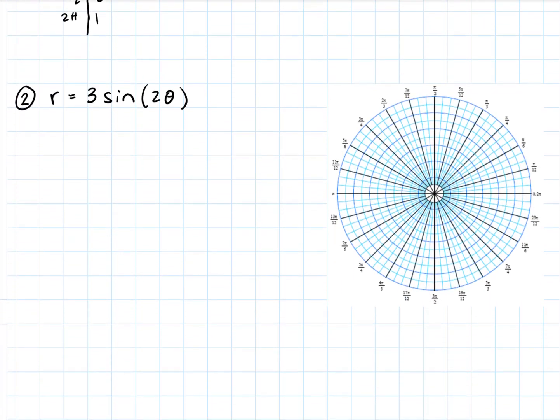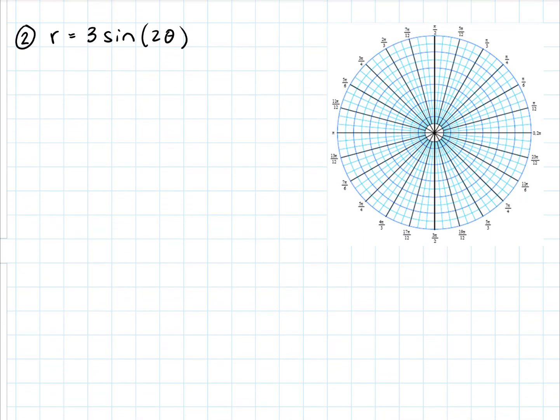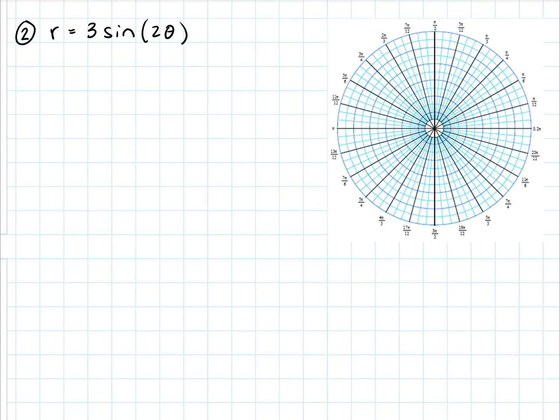But before we do that, let's look at one other curve that will give us another family of curves. So let's look at this one. What happens if we change the period? What if we have a trig function but the period changes? Notice here we've got that 2 theta, so the period here is going to cycle through every pi. Okay, so what does that look like?